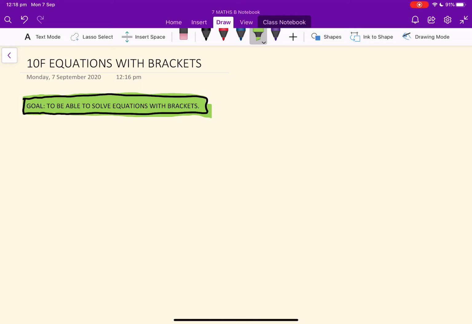In this video, we're going to learn how to solve equations with brackets. So our goal is to simply be able to solve equations that have brackets. The way we're going to do this is by using the distributive law. We briefly talked about this when we did algebra at the beginning of the year. And the distributive law goes like this.